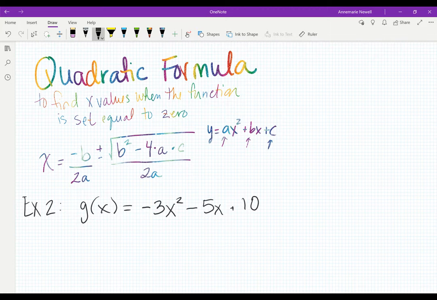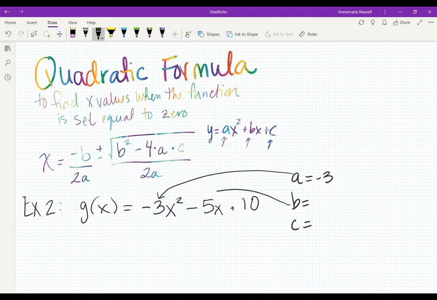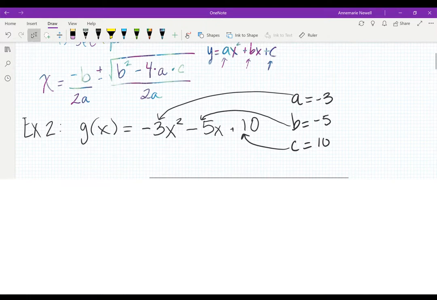There it is right there. Opposite of b over 2a plus or minus square root of b squared. Cool. So I just need to label, this helps me, a, b, and c. So I look, and my a is here, which is negative 3. My b is here, which is negative 5. And my c is this constant, which is a positive 10 in this case. Okay. Why does that always happen?